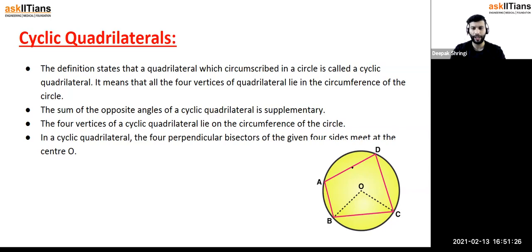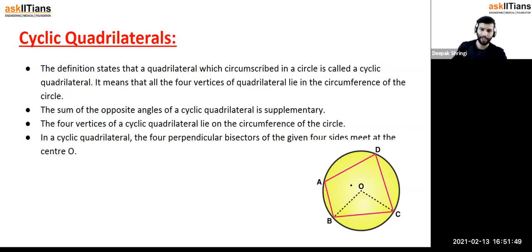Okay, for a cyclic quadrilateral we have one property: the sum of the opposite angles is 180 degrees, right? The second point says the sum is supplementary, that's the same thing, right? Next, the four vertices of a cyclic quadrilateral lie on the circumference of a circle. Yeah, we know about that already. In a cyclic quadrilateral, the four perpendicular bisectors of the given sides meet at the center.